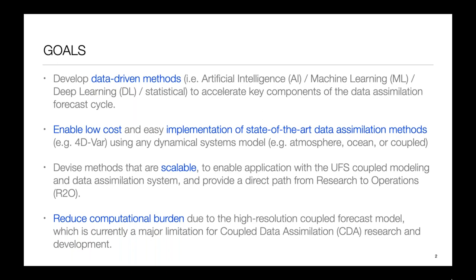We want these methods to be scalable. That means we're specifically testing and developing at multiple resolution models, multiple complexity models, but our goal is to be able to rapidly transfer them to application to the UFS. So we're looking at a direct path from research to operations. And we'd like to reduce the computational burden. One of the major bottlenecks for testing data assimilation is the cost of the forecast model. So that's a key element that we'd like to find an alternative low-cost application that we can use to do coupled data assimilation research and development.